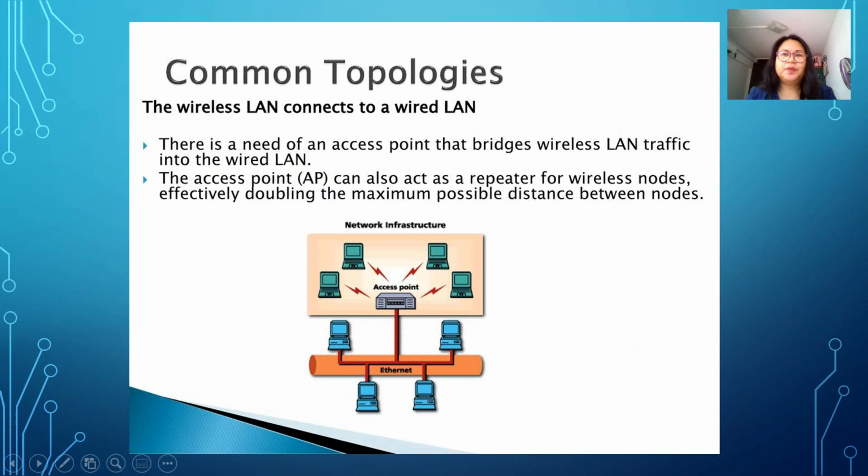These are the common topologies of wireless LAN that connects to a wired LAN. There is a need for an access point that bridges wireless LAN traffic into the wired LAN. The access point can also act as a repeater for wireless nodes, effectively doubling the maximum possible distance between the nodes.